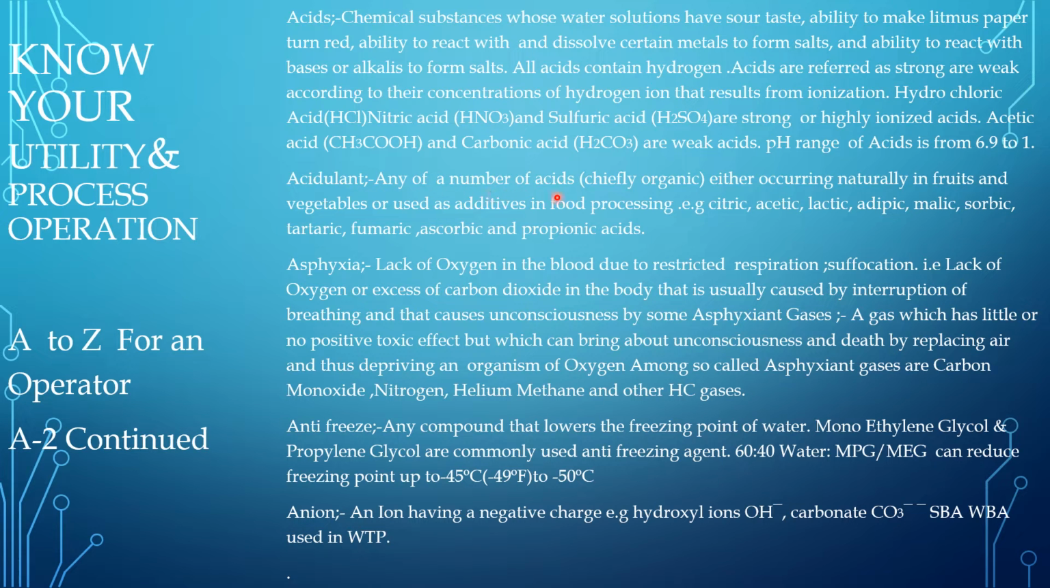Acidulants are any of a number of acids, chiefly organic, either occurring naturally in fruits and vegetables, or used as additives in food processing. Examples: citric acid, acetic acid, lactic acid, adipic, malic, sorbic, tartaric, fumaric, ascorbic, and propionic acid. You might have seen where they are available with fruits or vegetables.